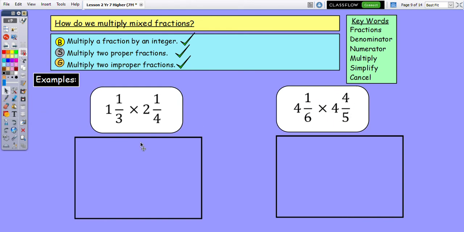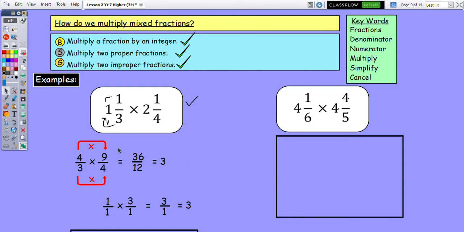So if you look at this question, 1 1/3 multiplied by 2 1/4, I said last time when we were adding and subtracting that it's important that you change these fractions to improper fractions. Think about how you do that. You multiply those two numbers together and add the numerator. So looking at how I answered the question, 1 1/3 can be written as 4/3. 2 1/4 can be written as 9 quarters. Multiply by top, multiply bottom, get 36/12, simplify to 3.